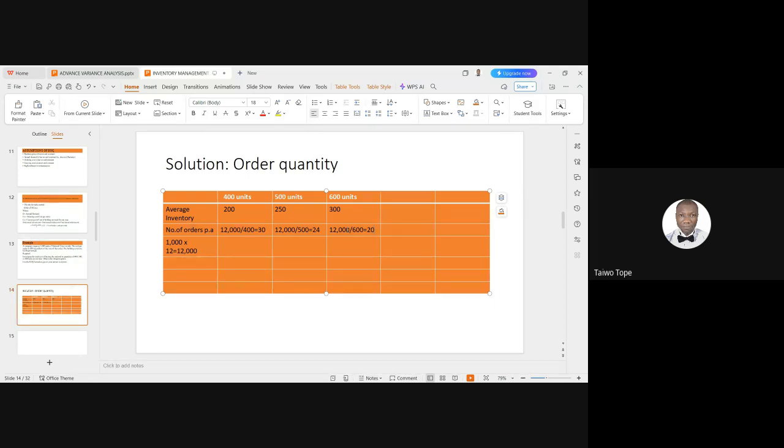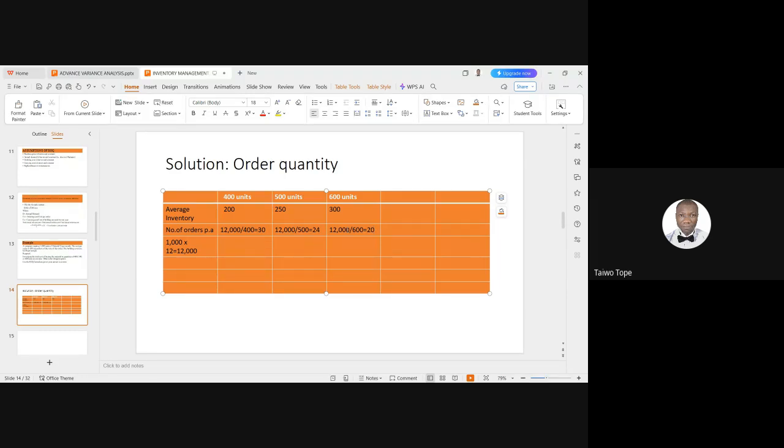So now, the next thing to do is to ask ourselves, what will be our holding cost? Now, your holding cost is your average inventory multiplied by holding cost per unit.